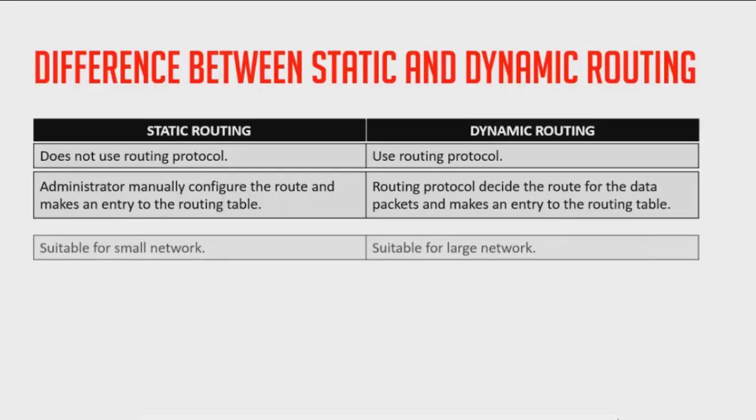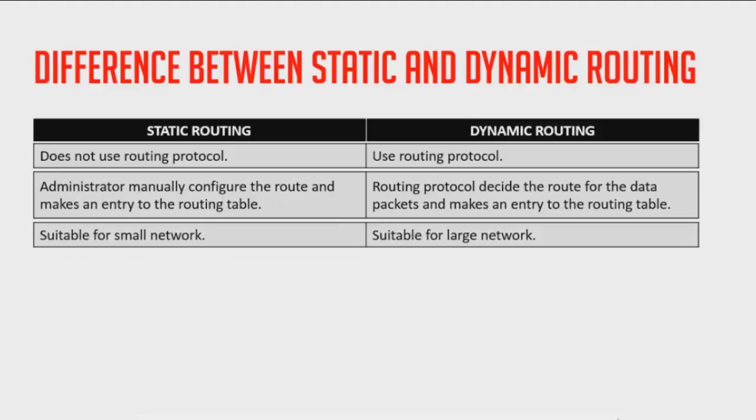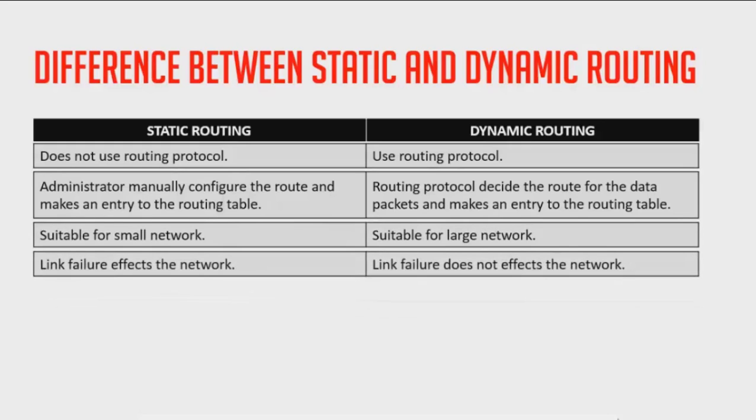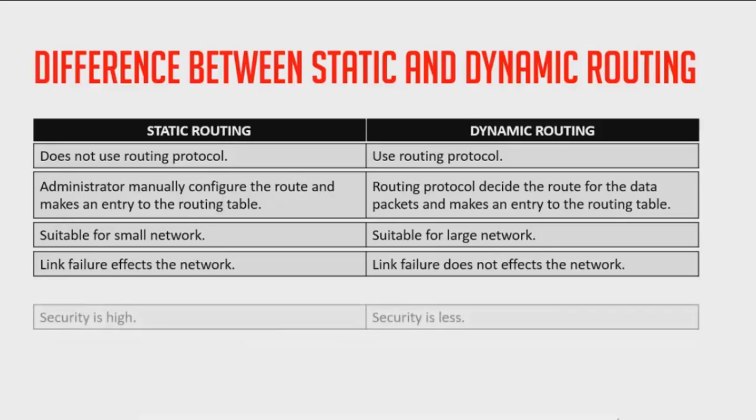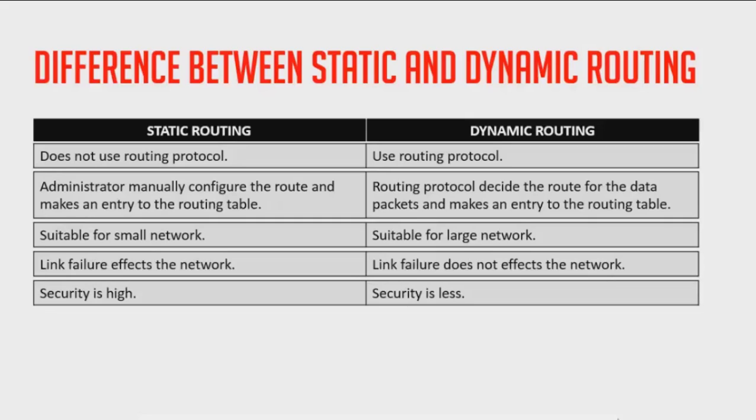Static routing is suitable for small networks, while dynamic routing is suitable for larger networks. In static routing, if the link fails, it affects the entire network. While in dynamic routing, if a link fails, it does not affect the network, because the routing protocols are smart and are going to find an alternate route for the packet.